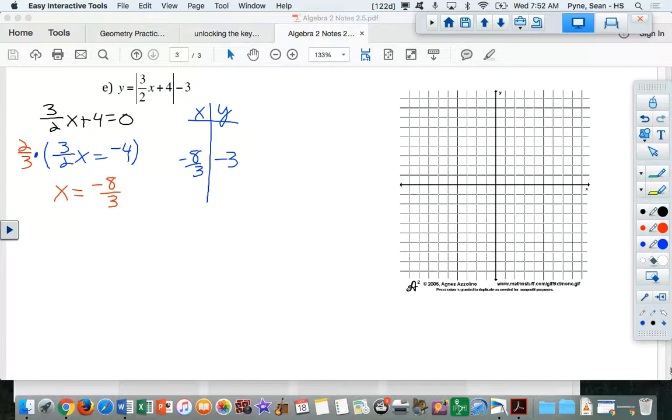All right, guys. So hopefully we have this. How did you get -3? That's the value on the outside. Whatever's being added or subtracted outside is always going to be the y value of your vertex.